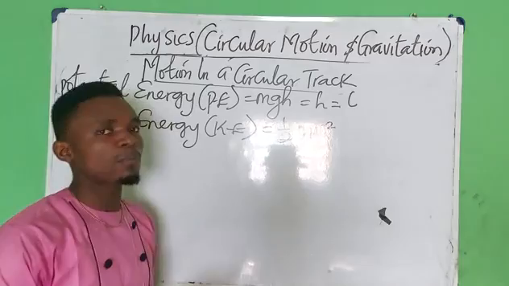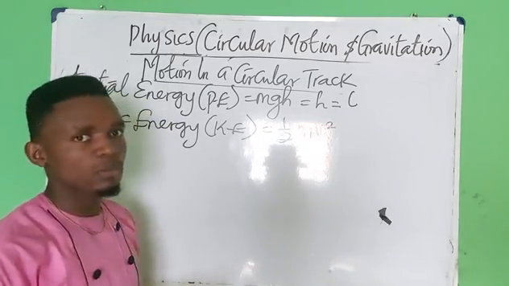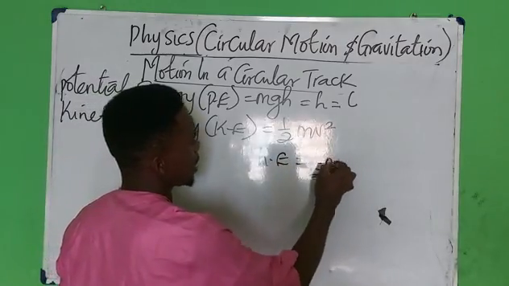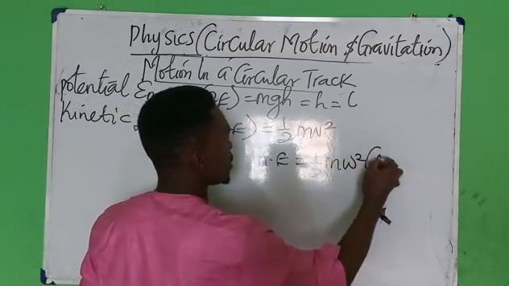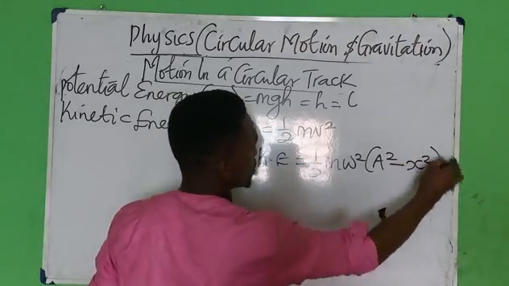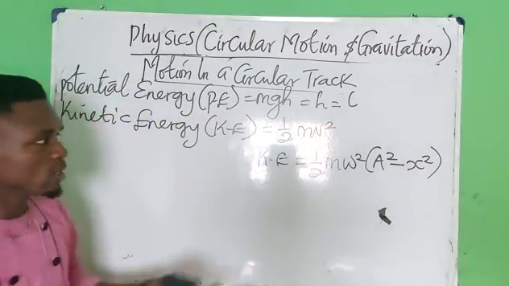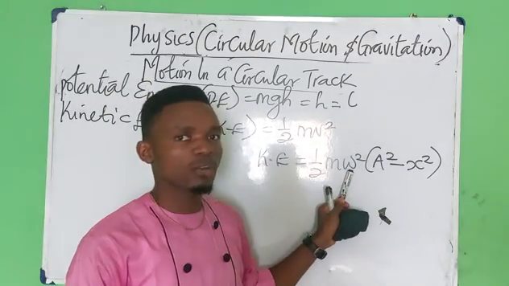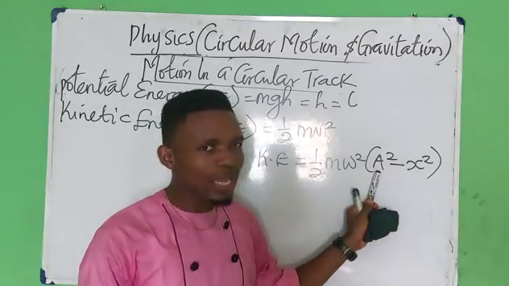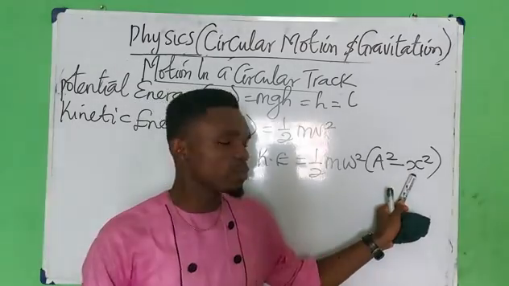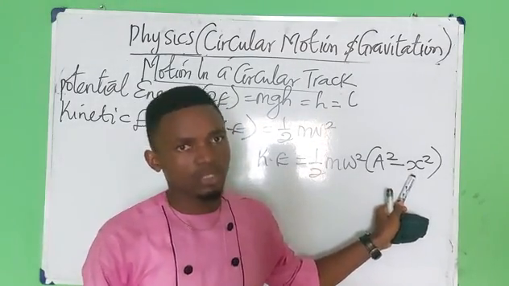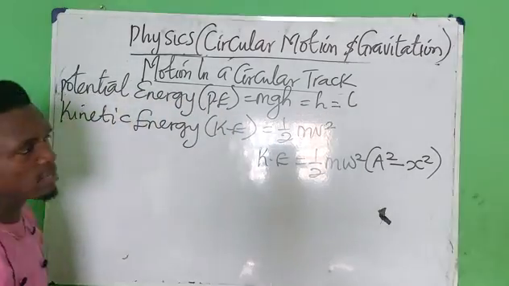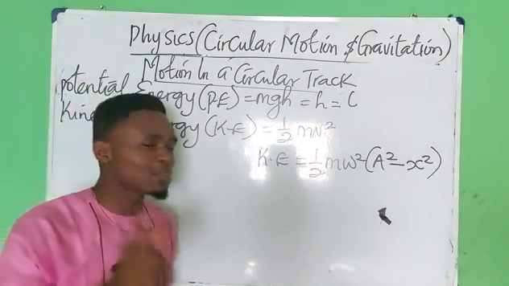However, in a simple harmonic motion, kinetic energy is given as half m w squared, A squared minus S squared. This m here connotes what? Mass. This w is what? Angular velocity. This one is the amplitude, while this one is what? The current displacement of the particle. So please take note of these three formulas. They are very, very important.